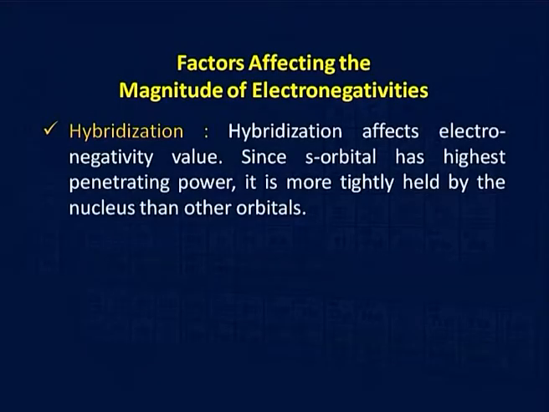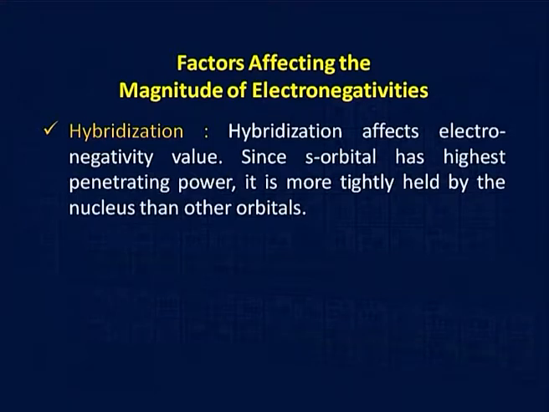So, this is a very important factor to determine the value of electronegativity. Then another important factor on which the value of electronegativity depends is hybridization. And we know that during hybridization, a number of orbitals of almost comparable energies redistribute their energy to give rise to different orbitals of equal shape and energies.